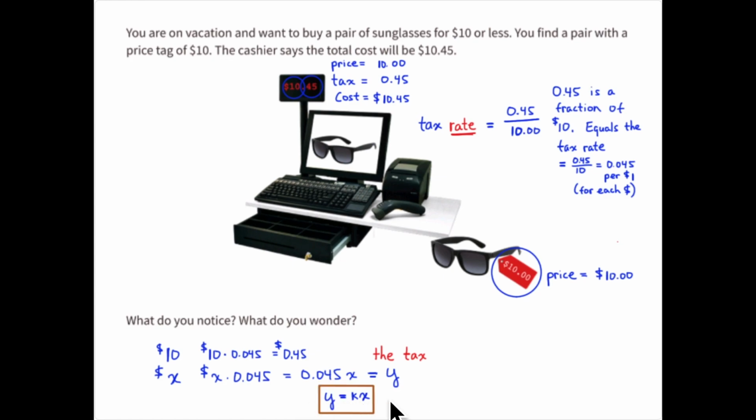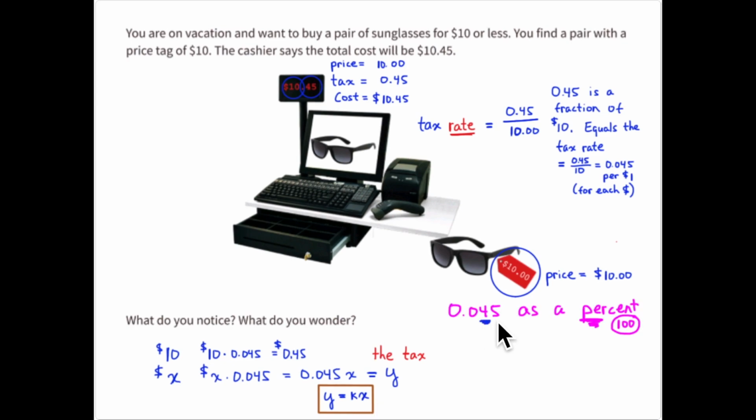So this gets us to this equation, y equals kx. You've seen this before, and we're going to use this equation throughout this activity. So k is the tax rate, this 45 thousandths. x is the number of dollars that you spend, the price. And y is the calculated tax that you have to pay. It's based on this rate.